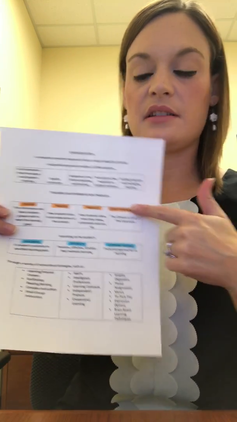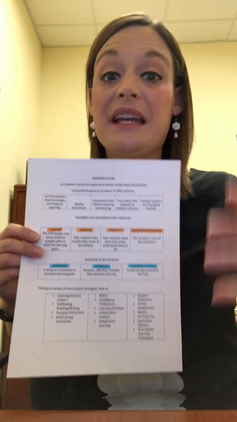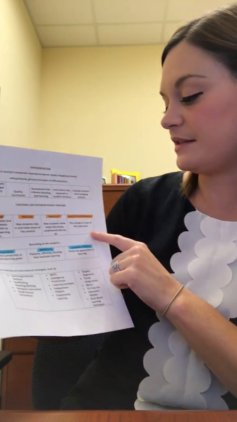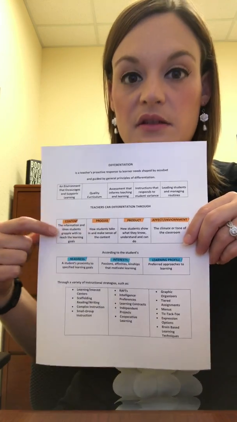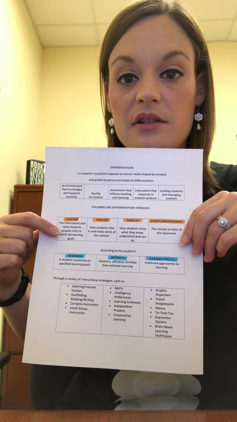So those are 3 ways. The 4th way is the environment. Maybe the way that it's taught in terms of the environment of your classroom is different for different students. So these are 4 ways that you, the teacher, can differentiate your instruction.